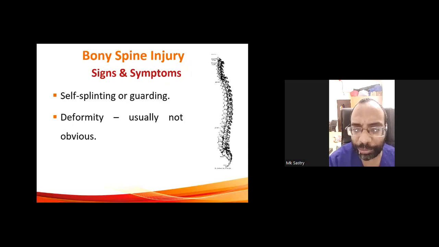So deformity is usually not obvious. It is self-splinting and guarding. It is generally done by your own self. You bow again and again, and it happens like this. Right? Next.